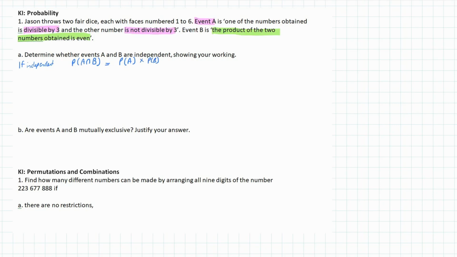Now, I'm going to drop a little table over here to help. So we've got our 2 dice, 1, 2, 3, 4, 5, 6, and we'll go down, 1, 2, 3, 4, 5, 6. I'll do B first. So this is for item B: the product of the two numbers is even. So where do we get even? 1 times 1? No.